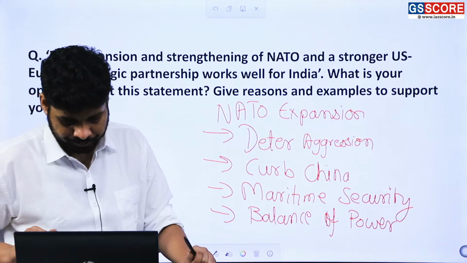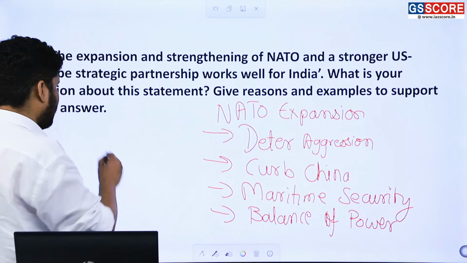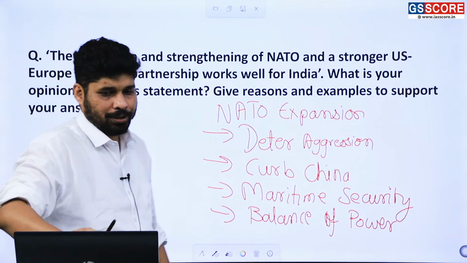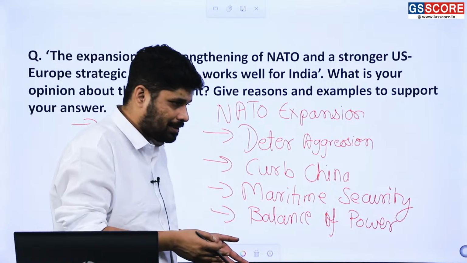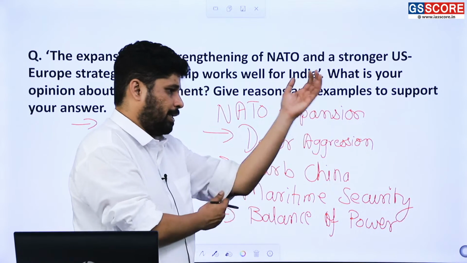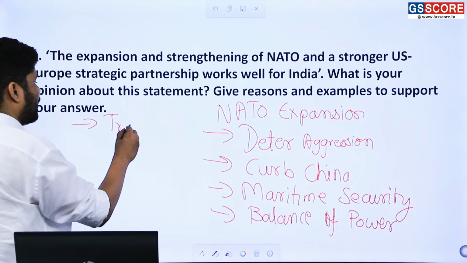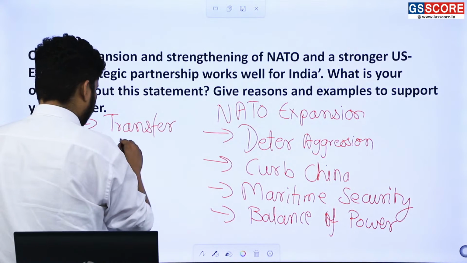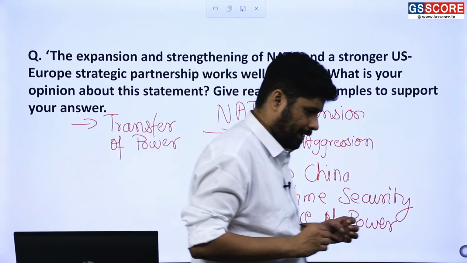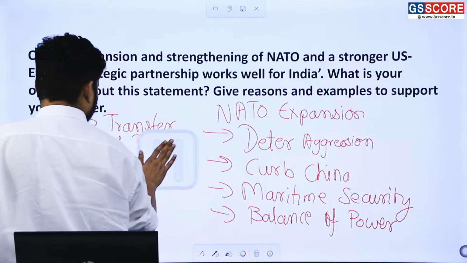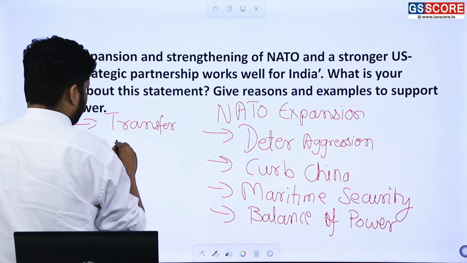आगे जाते हुए, what we also see: this particular arrangement, NATO's expansion and India's greater working relations with NATO, both the United States and Europe being members of it, will also provide a better opportunity for transfer of technology. ट्रांसफर ऑफ पावर नहीं, I am so sorry, transfer of technology.